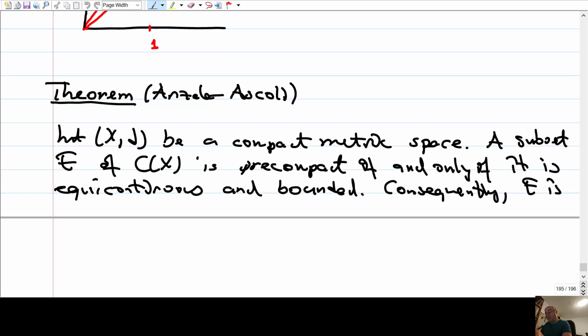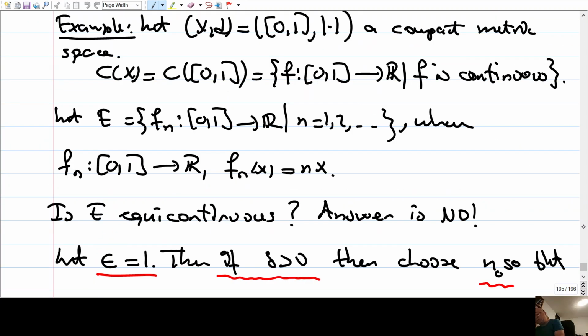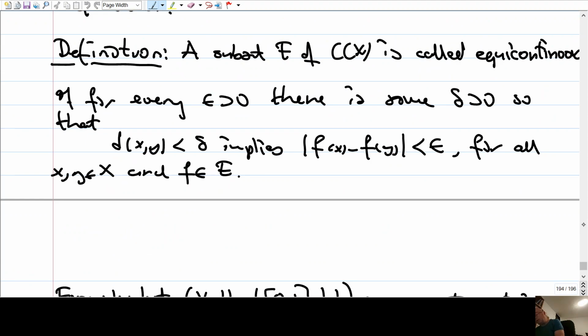Of course, we know that a compact set is nothing but a complete and pre-compact subset. So this theorem just characterizes pre-compact subsets. Pre-compact subsets of function spaces are subsets which are bounded and equicontinuous. Equicontinuous means that the functions are continuous with respect to the same delta. So equicontinuous is the following.